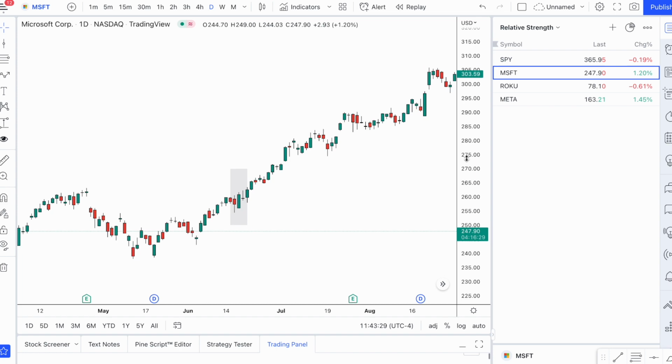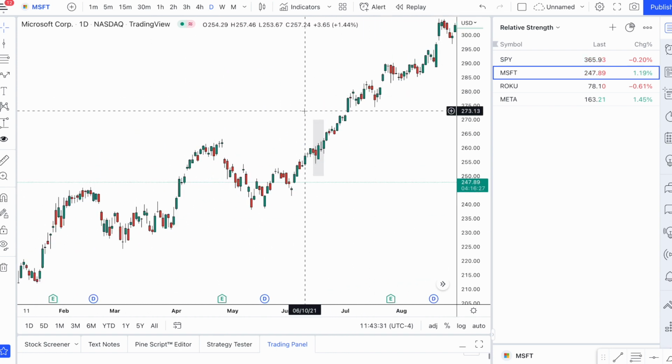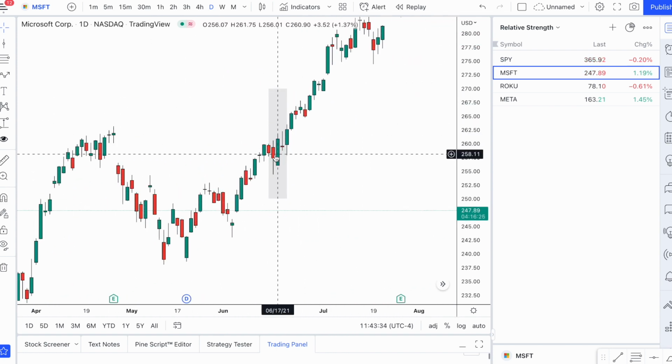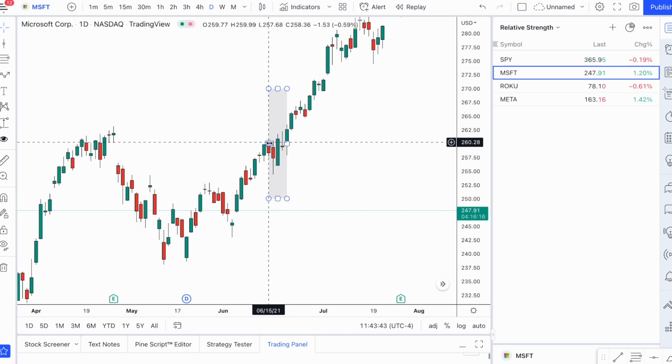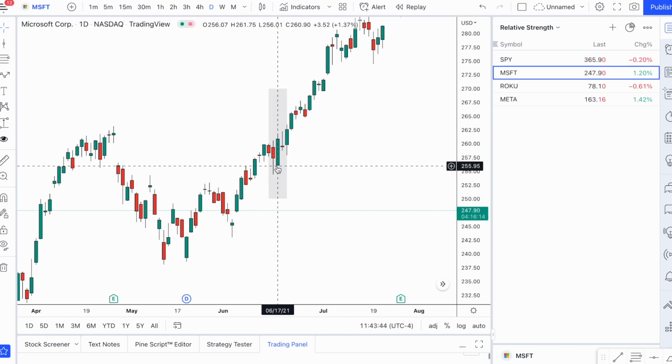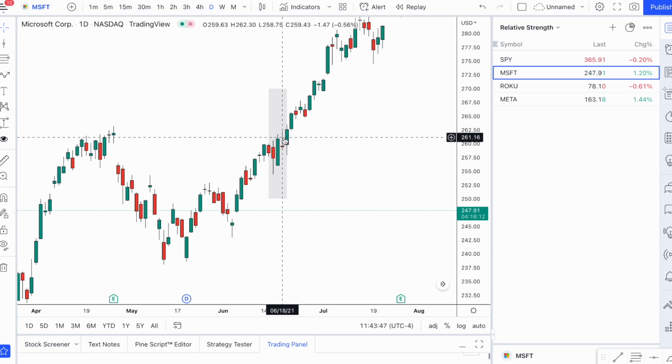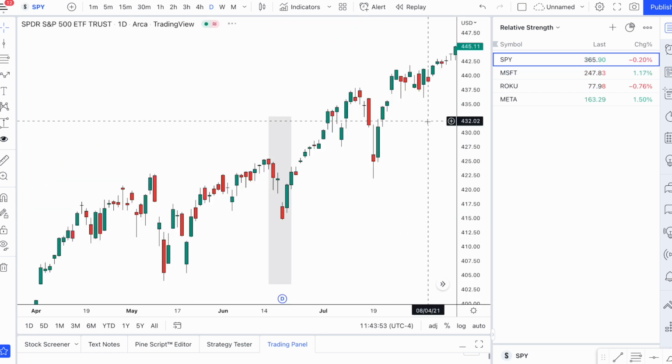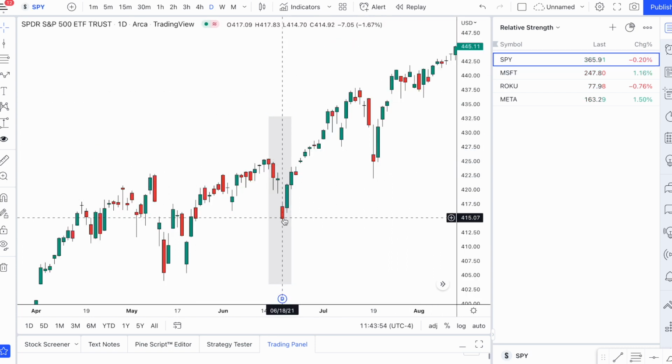Now if I go to Microsoft, I have the same dates shaded out here, right? 6/15 to 6/18, these 3 days. While the market was dropping, Microsoft actually went higher, okay? Yes, we had a down day here and here, but on the 17th and the 18th, we actually moved higher. And during that same time, SPY moved lower, right, at a huge gap down. If we go back and look, huge gap down on the 18th.